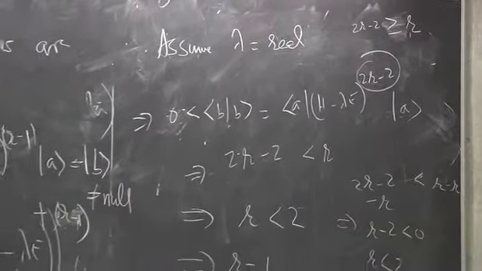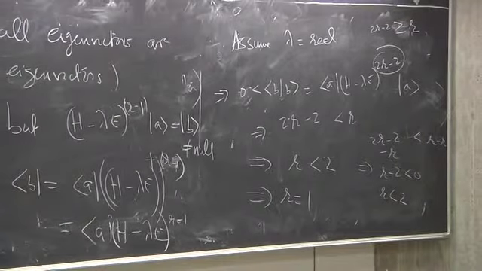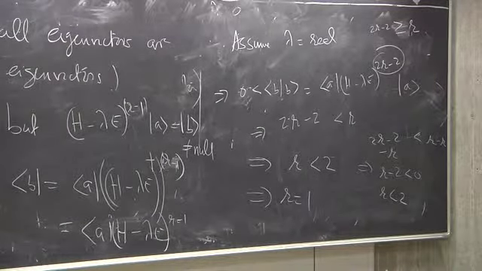So that's a very important result. It says that for a Hermitian operator, if there is a generalized eigenvector, it is necessarily of rank 1, which means it's an ordinary eigenvector. That's an important point.